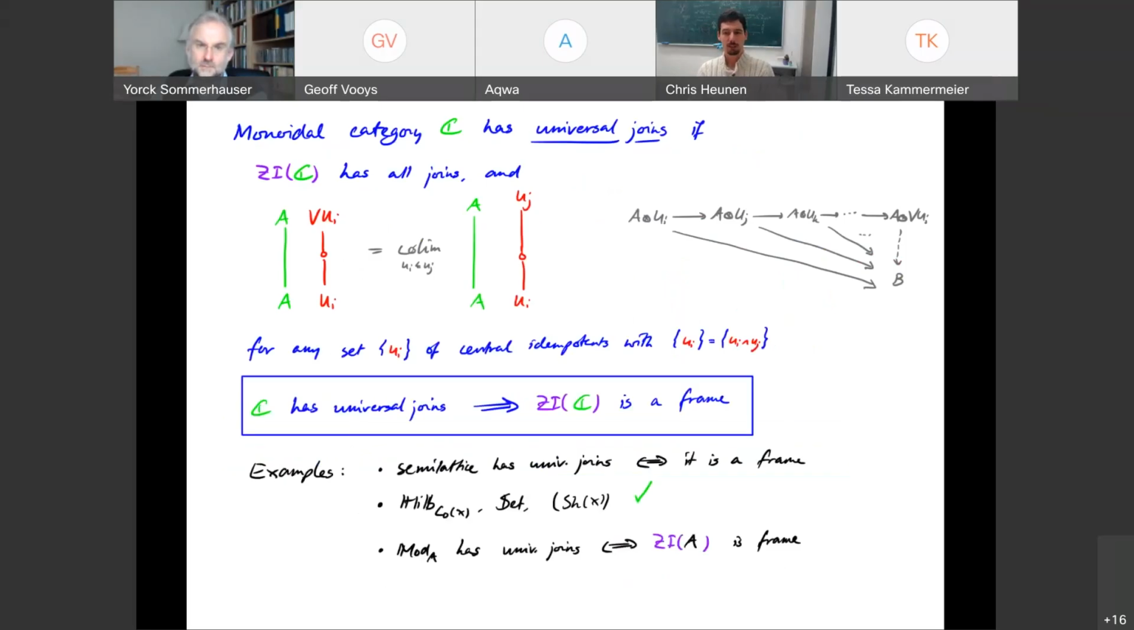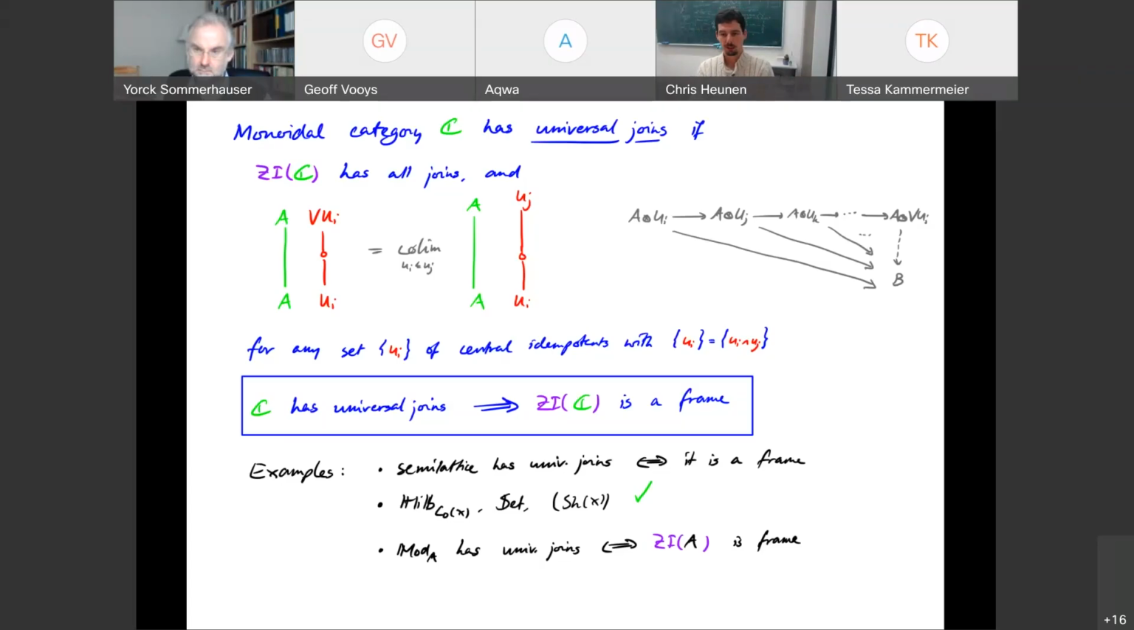I will say a monoidal category has universal joins, not finite, but arbitrary universal joins, if, first of all, the central idempotents have arbitrary suprema, and the same sort of thing as we did before, I want the functor A tensor blank to preserve these joins. So now I can't phrase it as a pushout square because there's more than two of them, but it's kind of a wide pushout, if you like, or a colimit in general. Namely, I want the picture on the left here, where nothing happens to A and a single U_i goes into a join of U_i's. I want that to be the colimit of the following diagram.